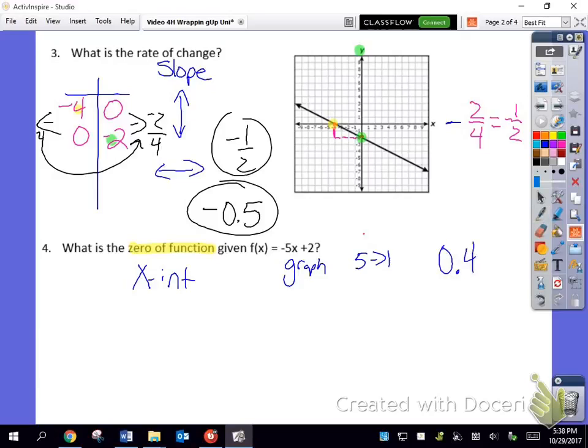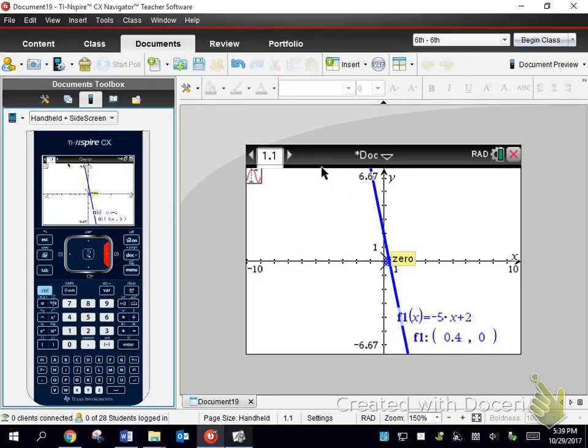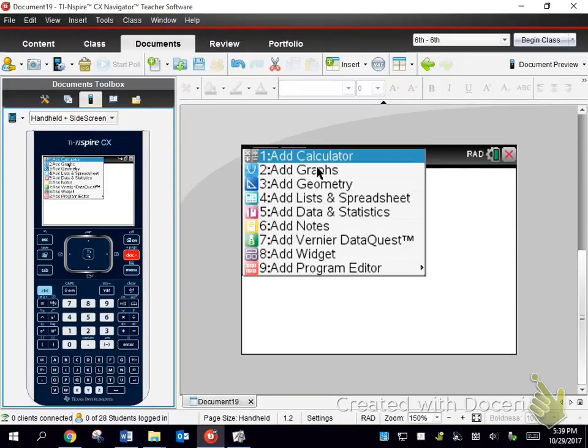Now, there's another way you can do it. So I can keep the x, and remember intercept means 0. So on my equation, f of x equals -5x plus 2, I'm going to keep my x, and the f of x becomes a 0. So 0 equals -5x plus 2. And then on a document page, I can hit menu 3-1. Now, does it matter to me which one you do? Nope, it does not matter. So whichever way you remember is good.